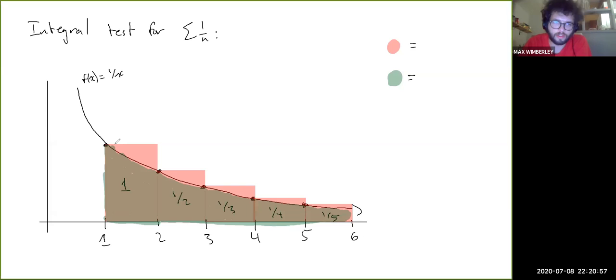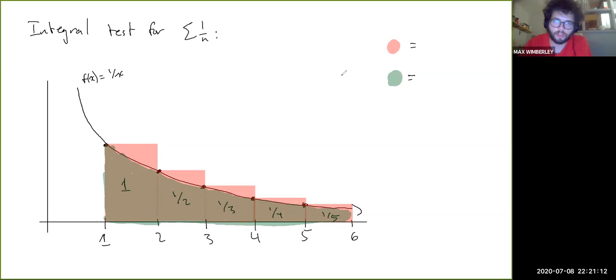And so the height is just equal to the value of f at that point. So this is f of 1, which is 1, f of 2, which is a half, f of 3, which is a third, and so on, right? So the area of each rectangle is one of the terms of the harmonic series, right?